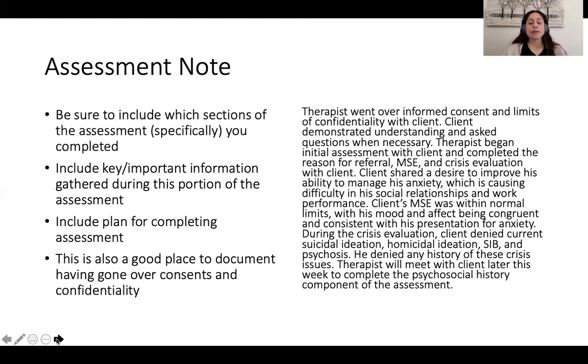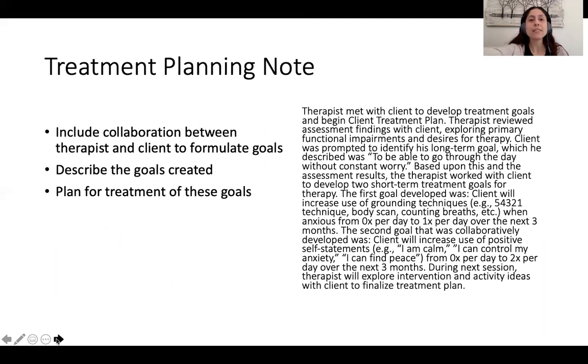For those of you that are doing telehealth services, adding a sentence in there about telehealth and going over necessary consents for that would be helpful as well. All right. So we have a similar format for the treatment planning note where you're deciding on those goals.